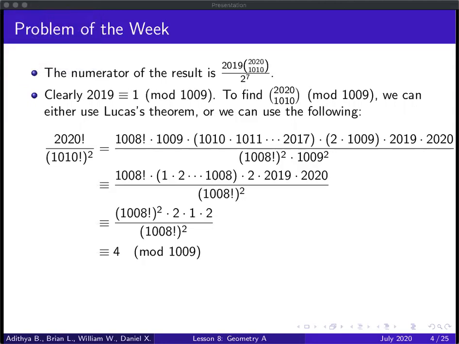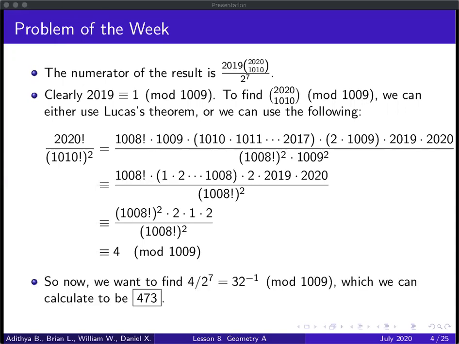So the numerator is just 1008 factorial squared times 2 times 1 times 2, all over 1008 factorial squared, which is 4 mod 1009. So our answer mod 1009 is just 4 over 2 to the 7th, which is 1 over 32 mod 1009. This can easily be computed to be 473, and that's our answer.